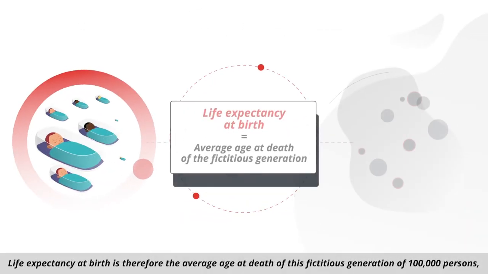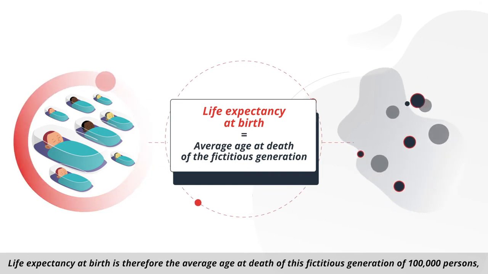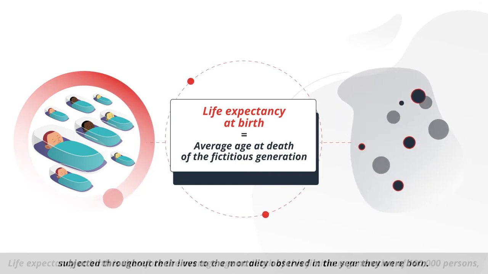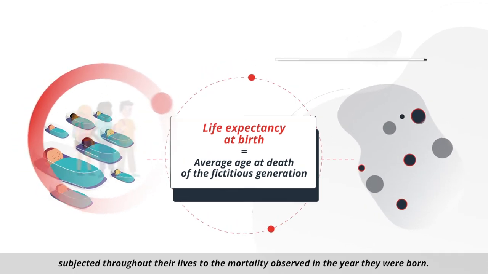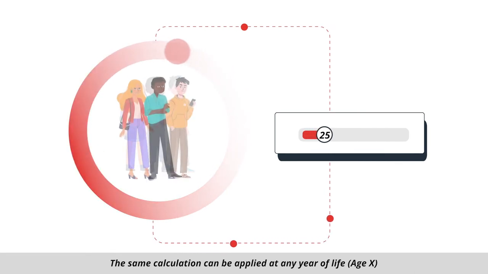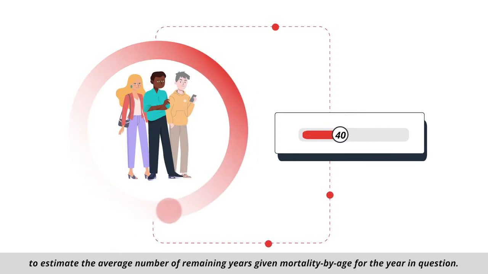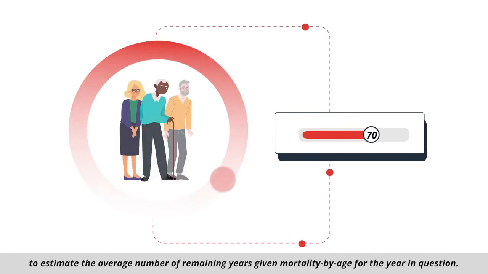Life expectancy at birth is therefore the average age at death of this fictional generation of 100,000 persons, subjected throughout their lives to the mortality observed in the year they were born. The same calculation can be applied at any year of life, age X, to estimate the average number of remaining years given mortality by age for the year in question.